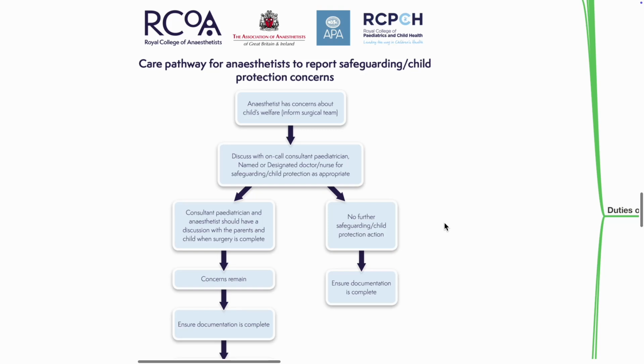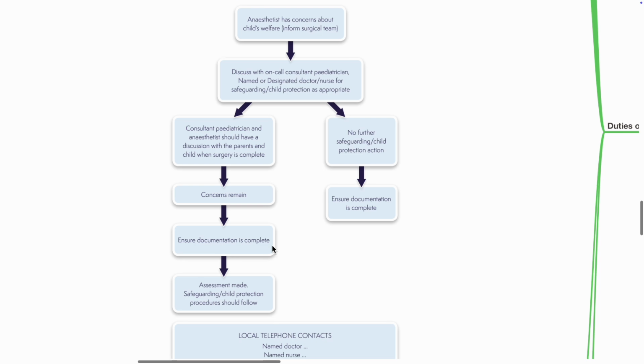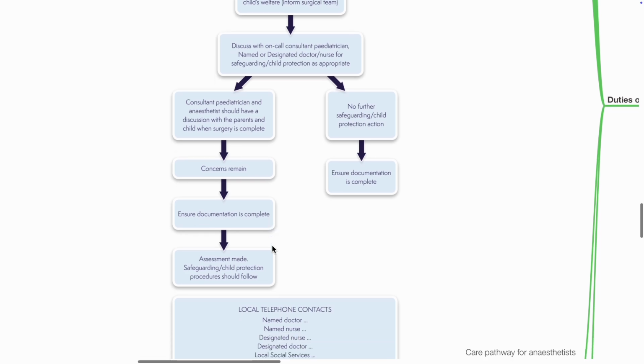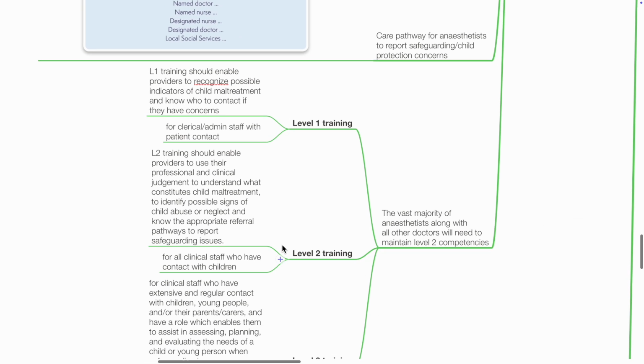Consultant pediatrician and anaesthetist should have a discussion with the parent and the child when the surgery is complete. If concerns remain, ensure documentation is complete. After assessment is made, safeguarding and child protection procedures should follow. The vast majority of anaesthetists, along with other doctors, will need to maintain Level 2 competencies.